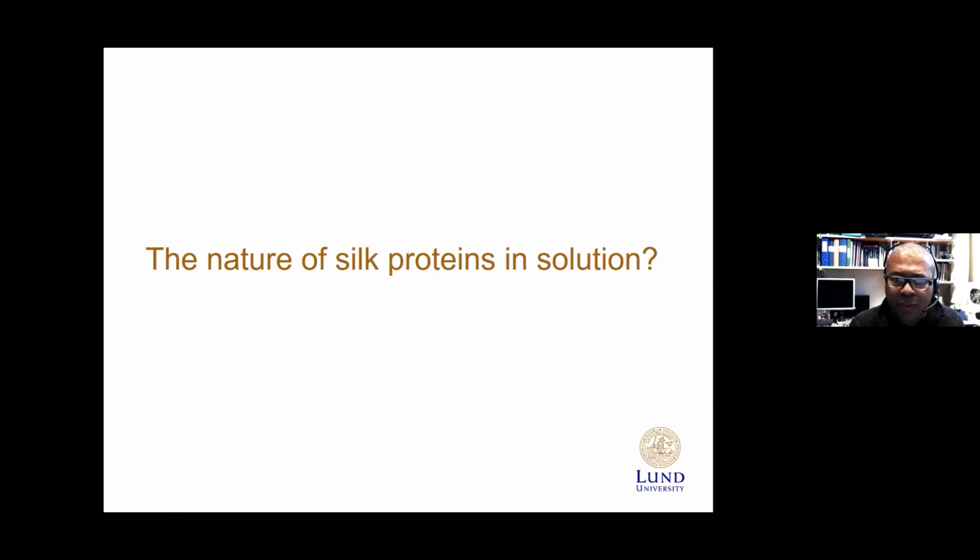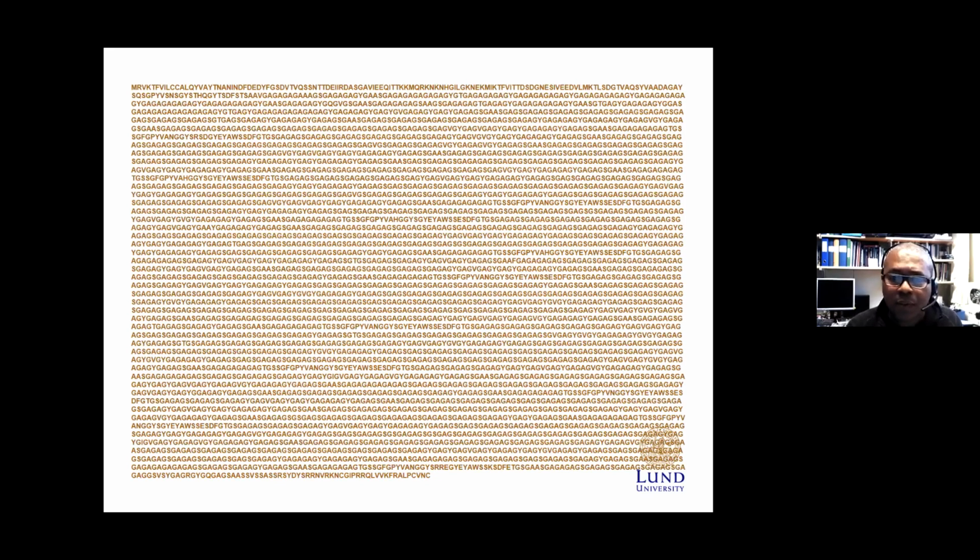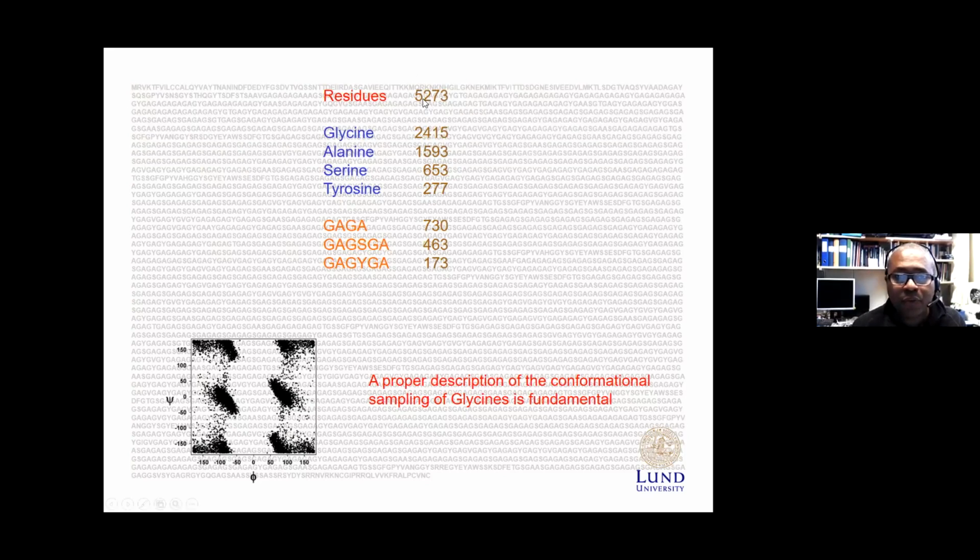And this may not sound very difficult as a question because one says, okay, it's just a protein. But here is a typical sequence of a silk protein. It has about 5,273 amino acids, and there is a strong bias towards glycine and alanine. About 90% of the amino acids are those two amino acids, which means that if you were to plot how the glycines are being populated on the Ramachandran plots, you will see that this protein can literally explore conformations all over the place.